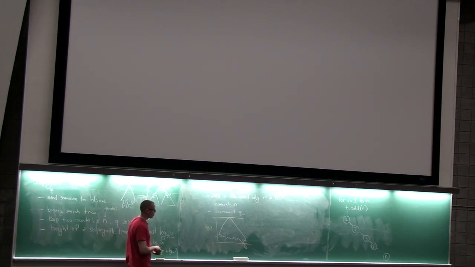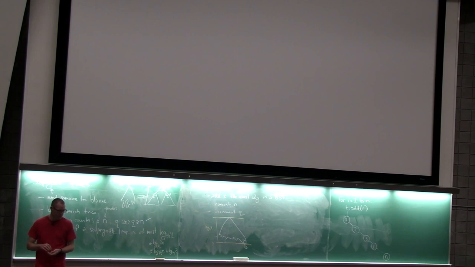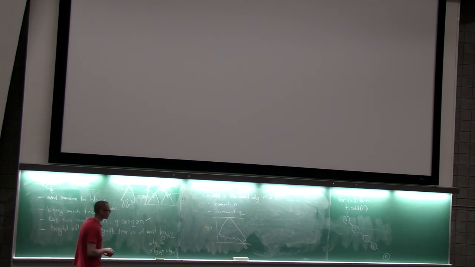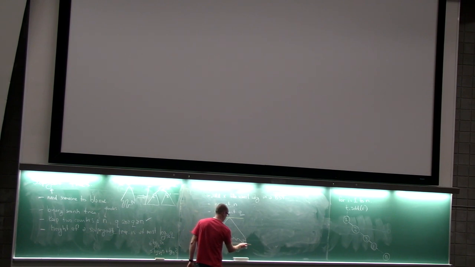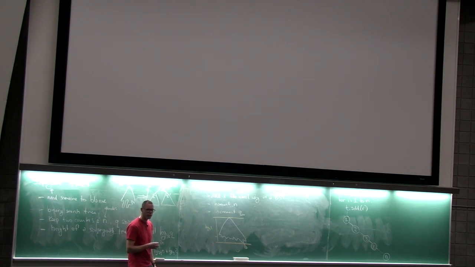So, we need to fix this. This is where the name scapegoat tree comes from. So what we do is we're going to blame someone for this problem of X being down too far. There's somebody that is to blame for this. Who can we blame? Where do you think there's going to be someone to blame?